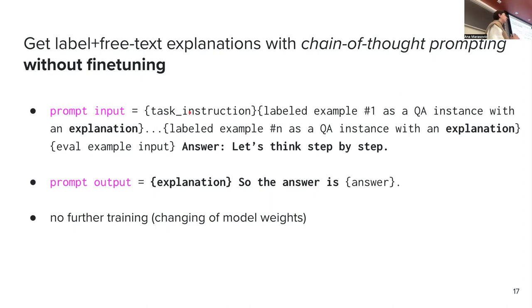You have a few examples from your training set, let's say 8 examples, and only at the end you have your new instance that you want to get the explanation for. So you finish on the answer semicolon, "let's think step by step," which is a part of the original chain of thought prompting, then explanation, so the answer is answer. Here, we don't do any fine tuning.